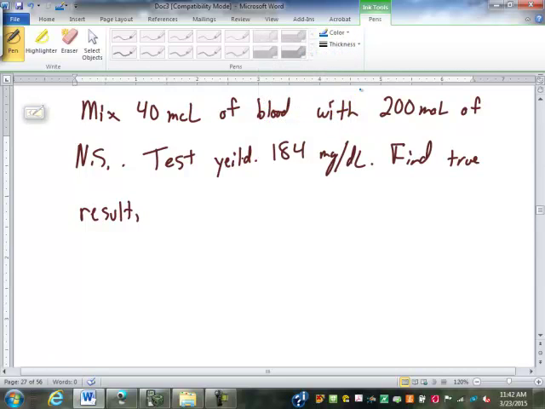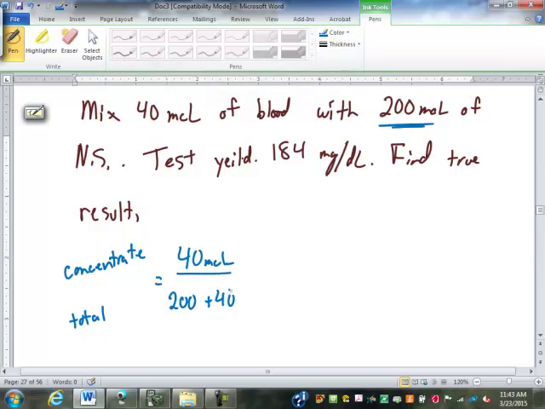So the first step here is to figure out what dilution was used. Remember, the dilution is always concentrate, in this case pure blood, to total. So here the concentrate, the pure blood, is 40 microliters. But what goes on the bottom is not the 200. 200 is just the NS. What goes on the bottom is the 200 plus the 40 microliters. The microliters cancel out, so it gives us 40 over 240, or a 1 in 6 dilution.